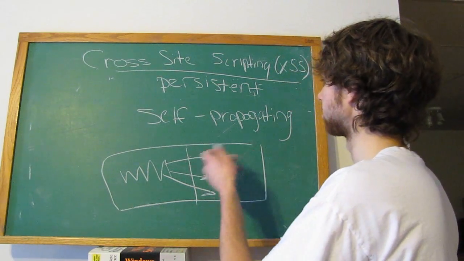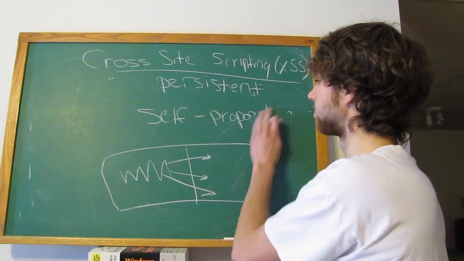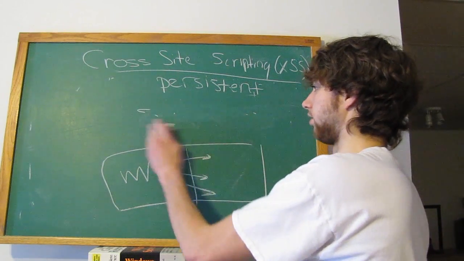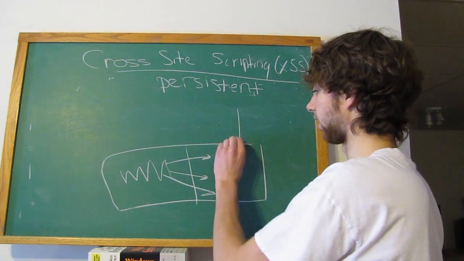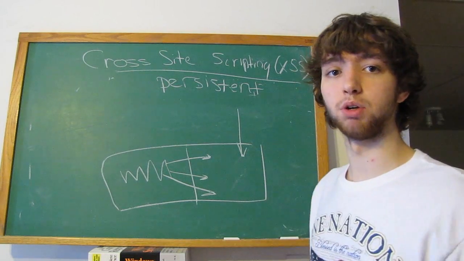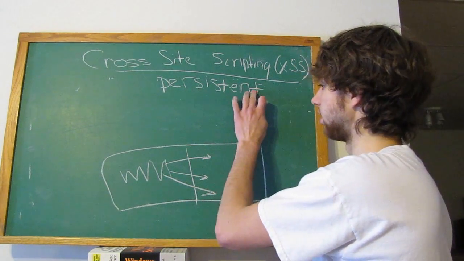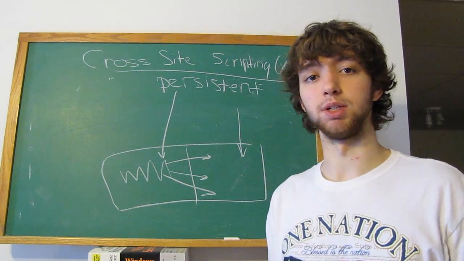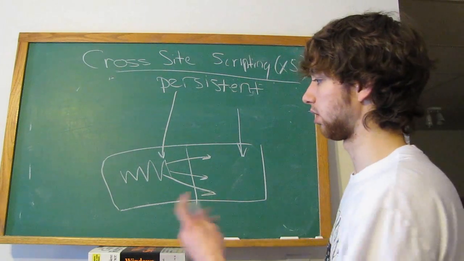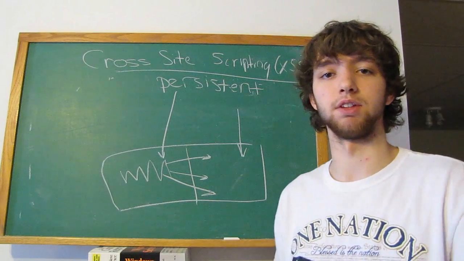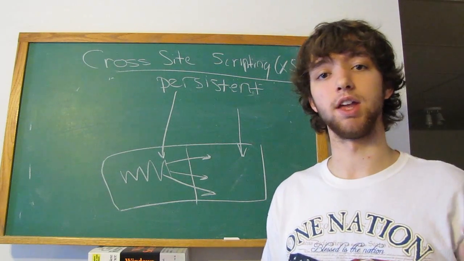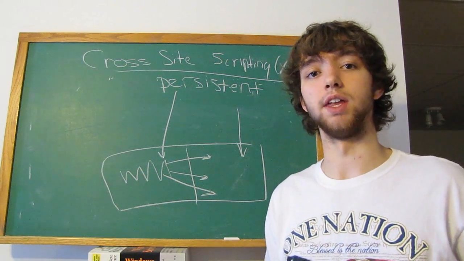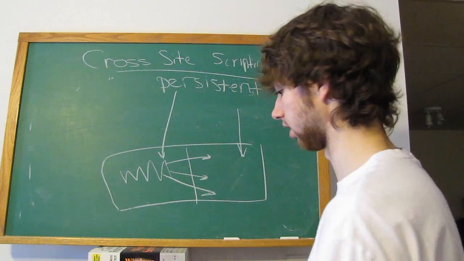Self-propagating basically spreads that throughout. The non-persistent, which only affects this one, is the most common. The persistent actually affects the database. That one's not nearly as common, but it's much more deadly because the actual server is giving out this script freely and they don't even realize it until they get reports of it happening.